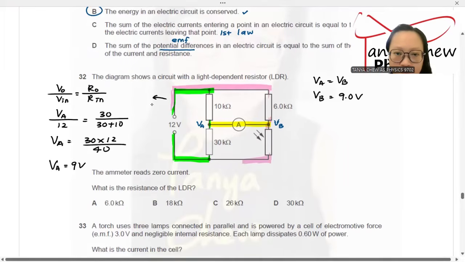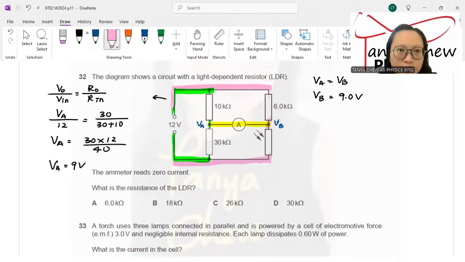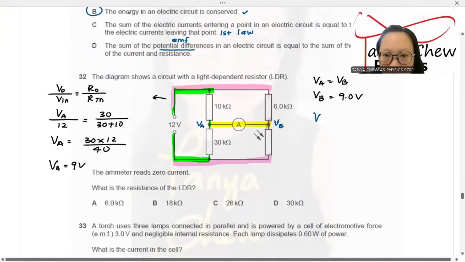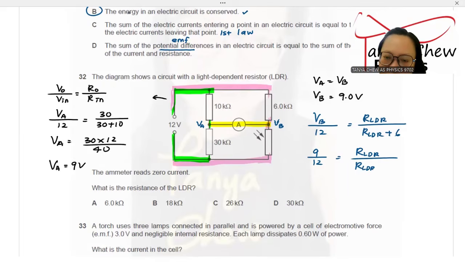Ignore the 30 kilo ohm and the 10 kilo ohm. So when I use this circuit, VB over the total input voltage, which is 12, is equal to the resistance of LDR over resistance of LDR plus 6. Now you get a value of VB, which is 9. 9 over 12 is equal to RLDR over RLDR plus 6.